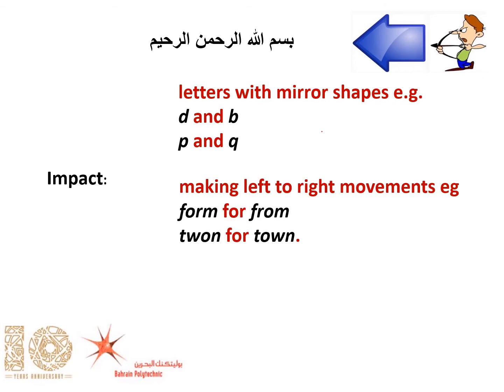Another impact is making left to right movements when spelling some words. So, for example, writing FO first for the word from instead of FR first. And the same with town. So TW would be written instead of TO first. So this is one of the impacts of the direction of the language.